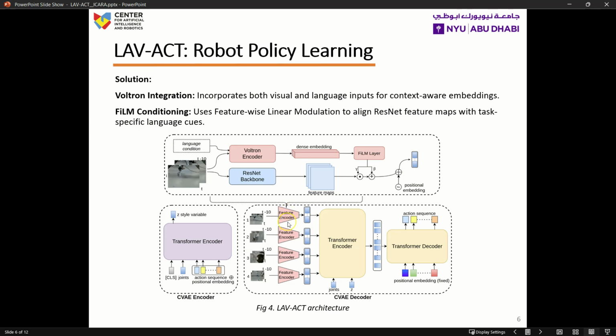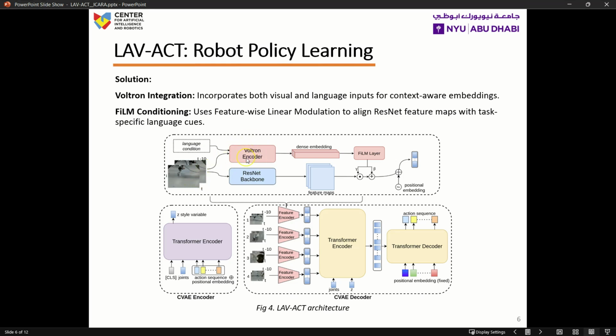But we changed the feature extractor, which was previously just the ResNet. Our approach introduces two key components. One of them is the Voltron encoder. The Voltron encoder enables the architecture to incorporate both the visual and the language inputs instead of just the one, hence allowing the model to get context-aware embeddings, thus improving its ability to interpret the task-relevant information.